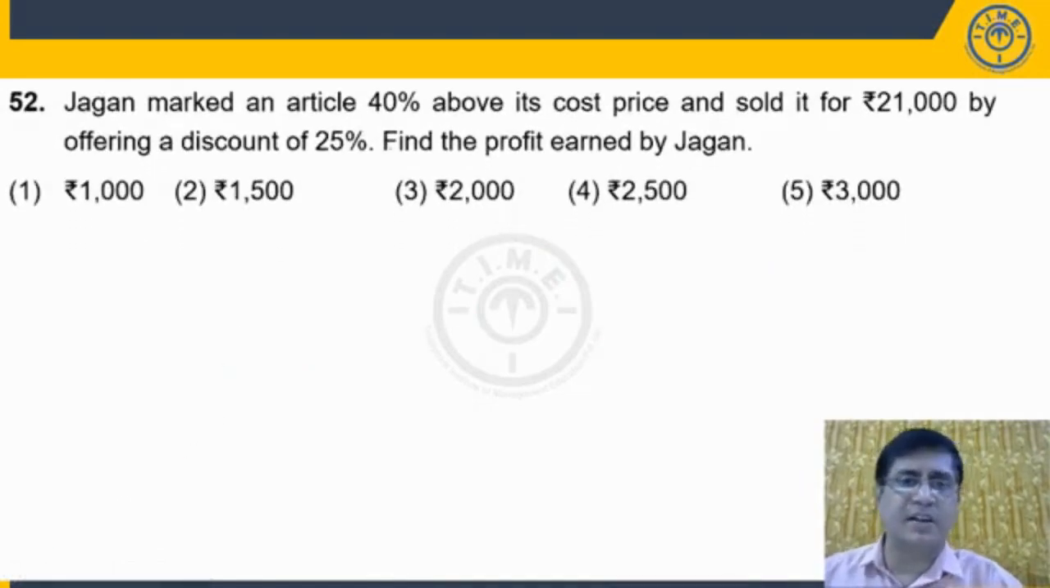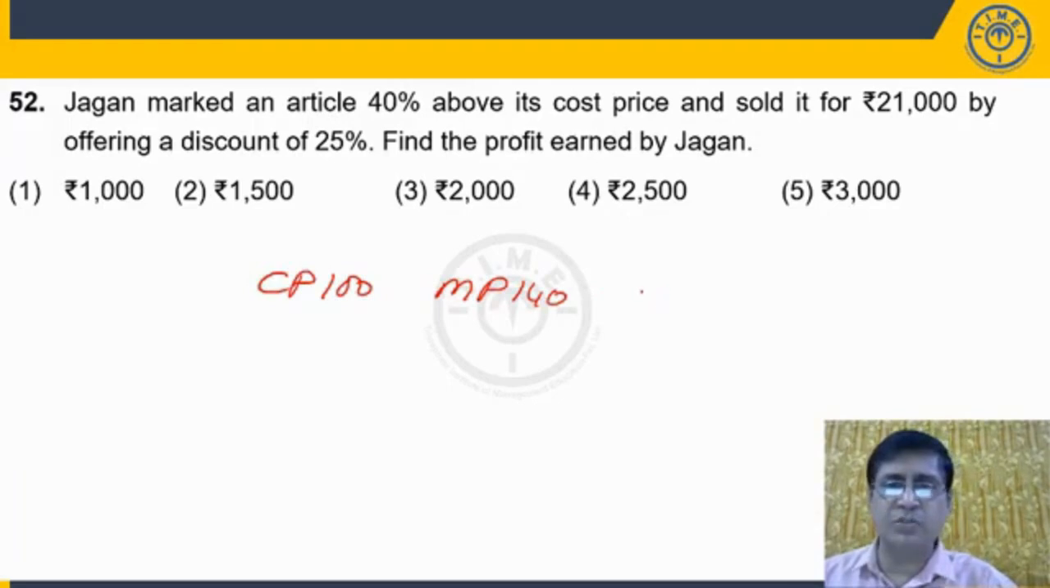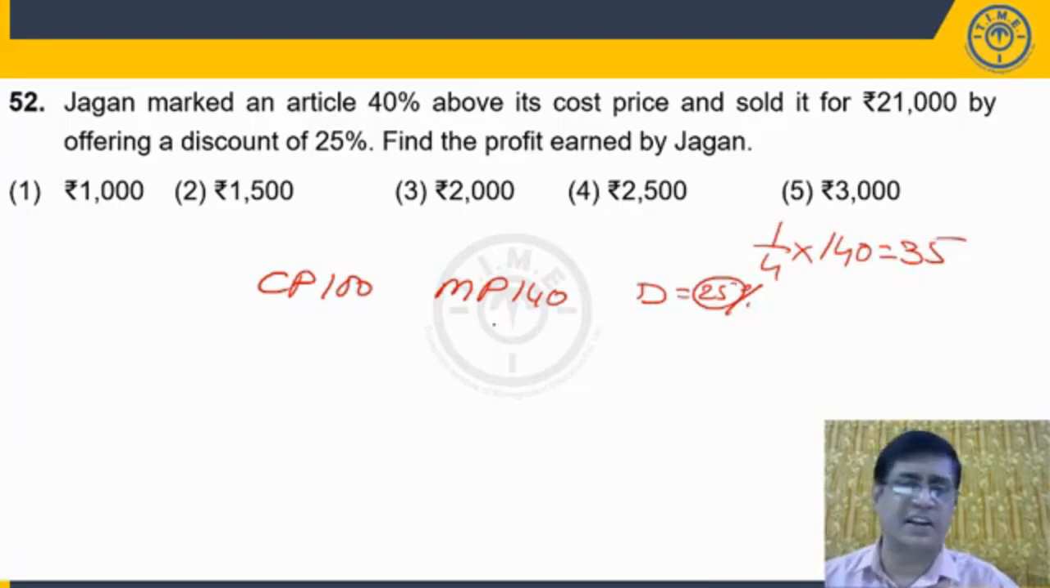Jagan marketed an article 40% above the cost price. So 40% above the cost price means when the cost price is 100, the marked price is 140. And offering a discount of 25%. A 25% discount means 1/4 value. How much is 1/4 of 140? That is 35. When you subtract 35, you get 105. That is the selling price of the article.